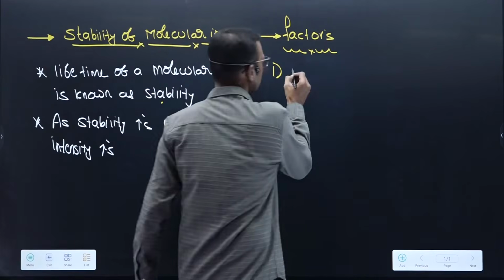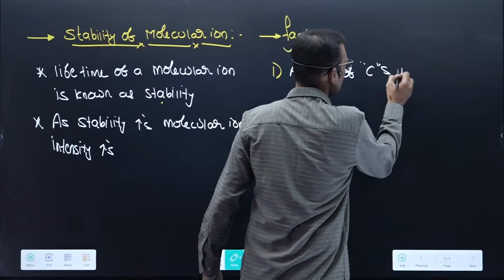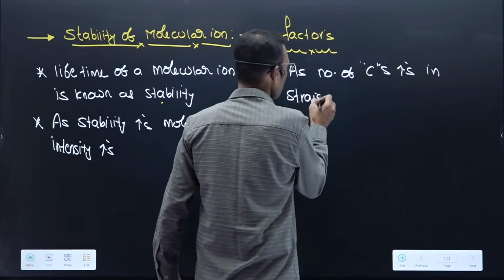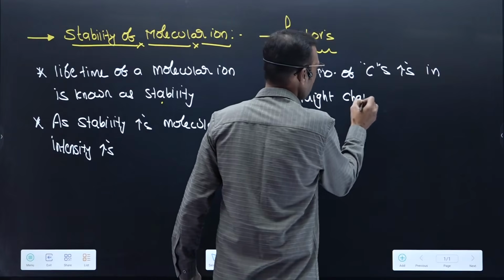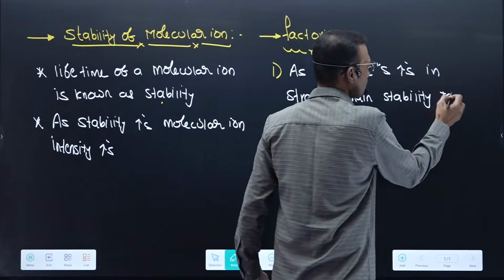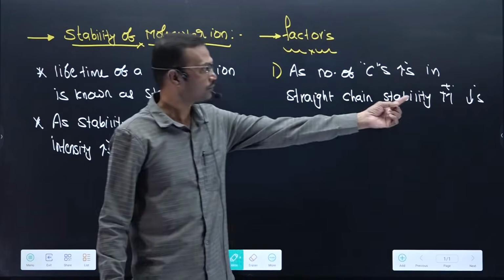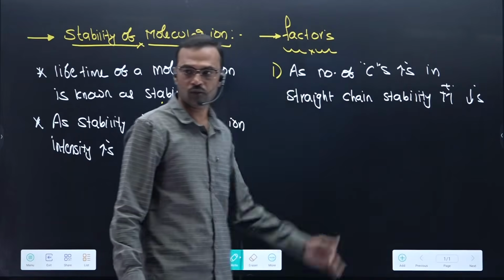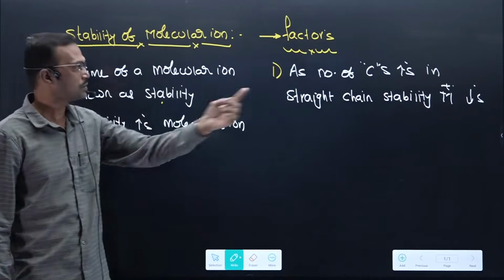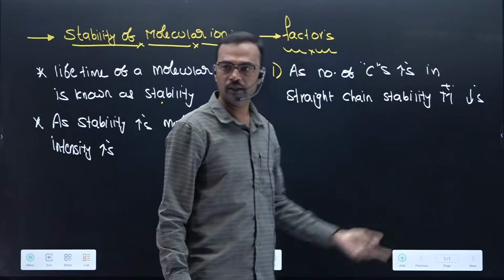As the number of carbons increases in a straight chain, the stability of the molecular ion decreases. Remember this point. The downward symbol indicates decrease, and the upward symbol indicates that stability increases. As the number of carbons increases in a straight chain, the stability of the molecular ion decreases.